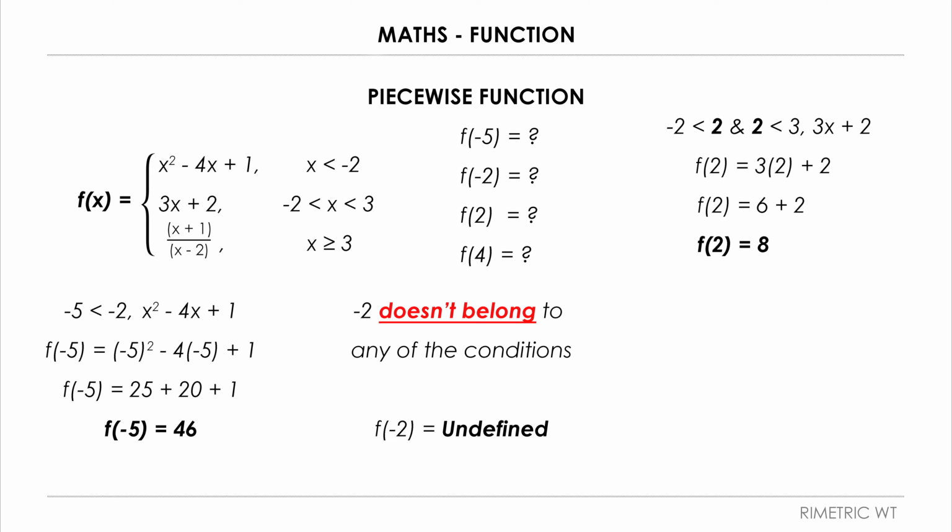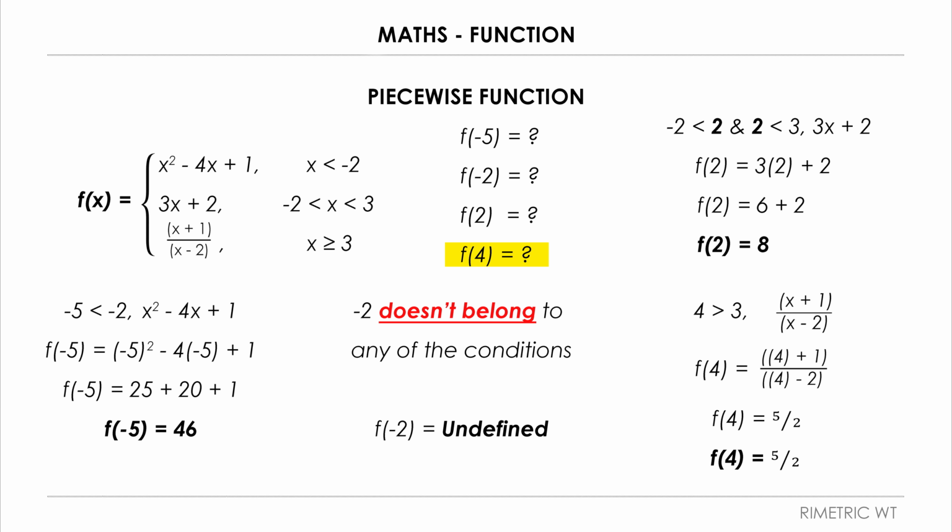Finally, let's find f of 4. Since 4 is greater than 3, we use the rational expression. Substituting 4 for x, we get (4 plus 1) over (4 minus 2). The result will be 5 over 2. Therefore, f of 4 equals 5 over 2.